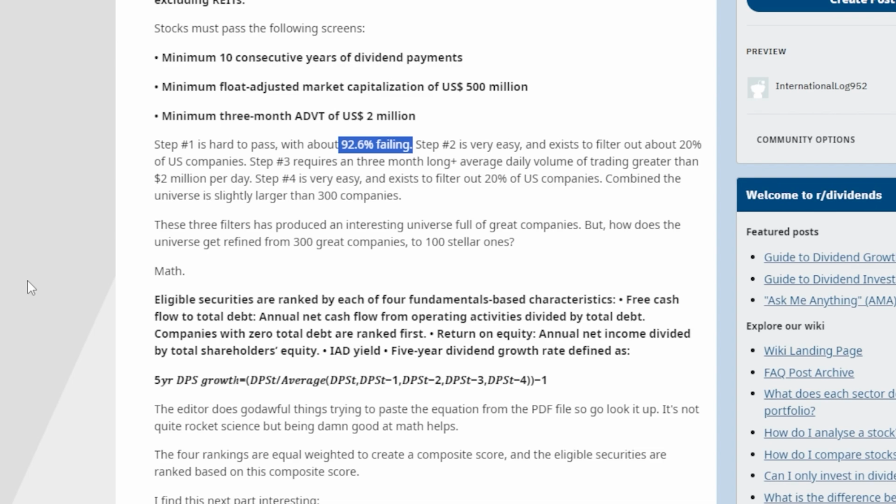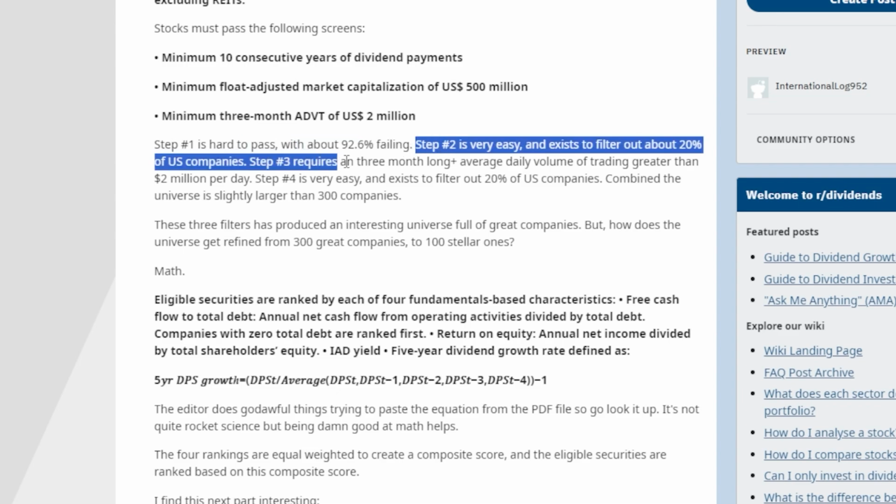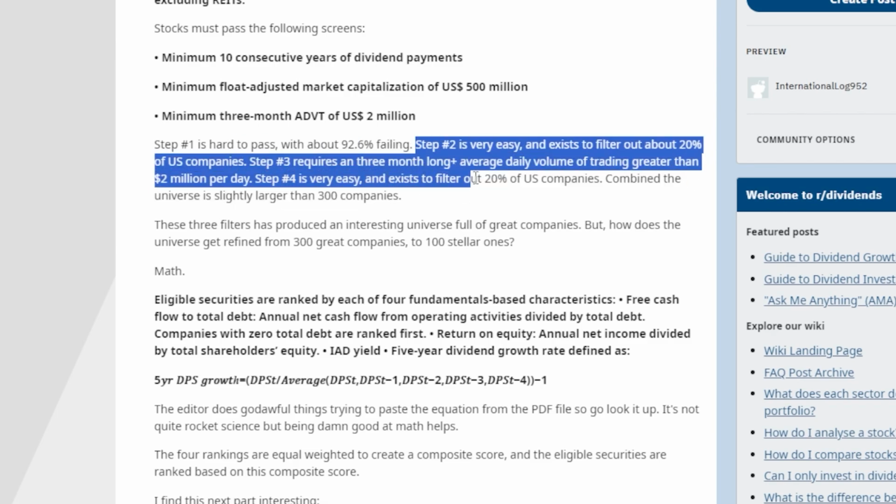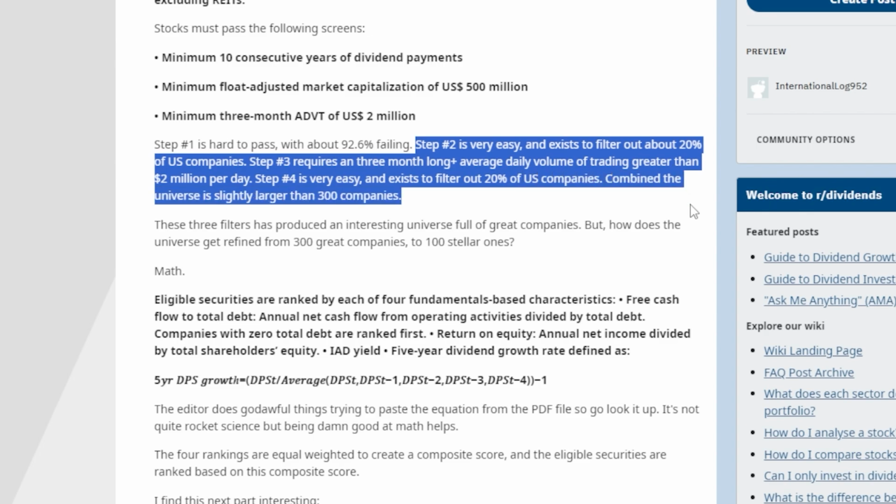There's lots of different stocks out there that can make it with 10 years, 3 years, 2 years, or 1 year of consecutive years of dividend payments. But the majority of stocks do not even make it past step 1. Now, step number 2 is very easy and exists to filter out about 20% of US companies, and step 3 requires a 3-month-plus average daily volume trading greater than $2 million per day. And step 4 is very easy, filtering out 20% of US companies. The combined universe is slightly larger than 300 companies.